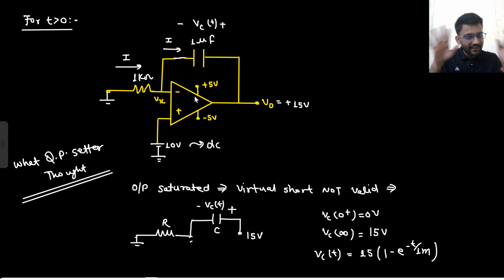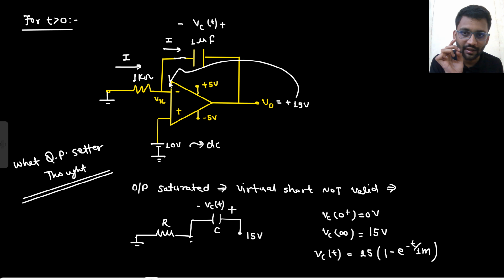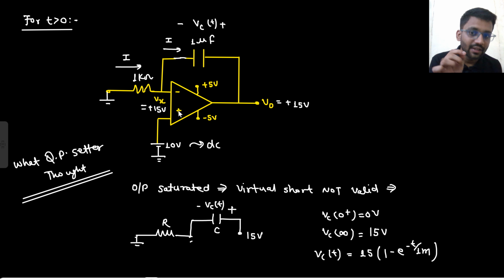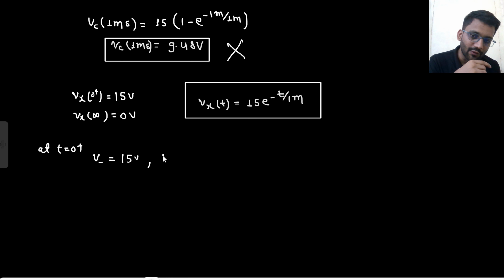What did I say? For t less than 0, the switch was open, so output is saturated to 15 volt. Now the switch is closed, and the capacitor cannot charge instantaneously. So this 15 volt will be coming here. If this 15 volt is coming here, V negative node is at 15, V positive node is at 10. What will be the output voltage at t equals 0 plus?